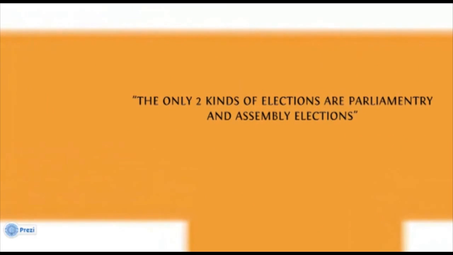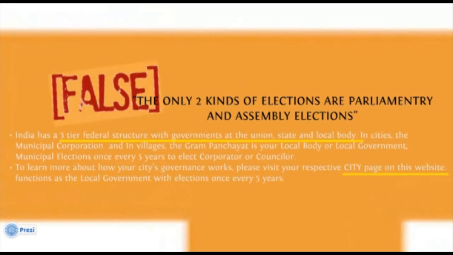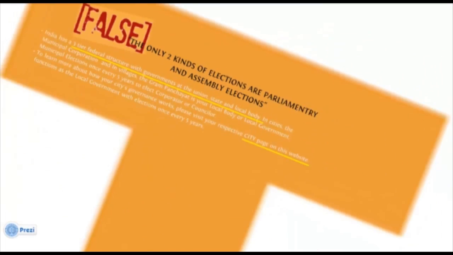The only two types of elections are parliamentary and assembly elections. India has a 3-tier federal structure with governments at the union, the state and at the local body. In cities, the municipal corporation, and in villages, the Gram Panchayat is your local body or local government. Municipal elections happen once every 5 years to elect corporators or councillors. To learn more about how your city's government works, please visit your respective city page on this website.